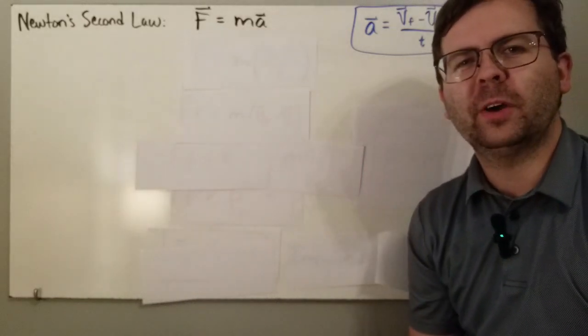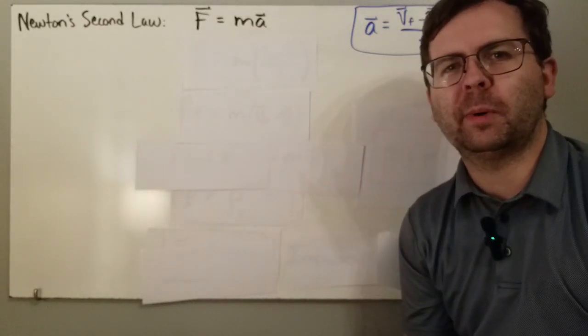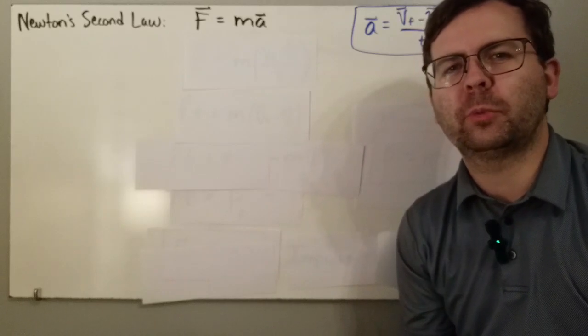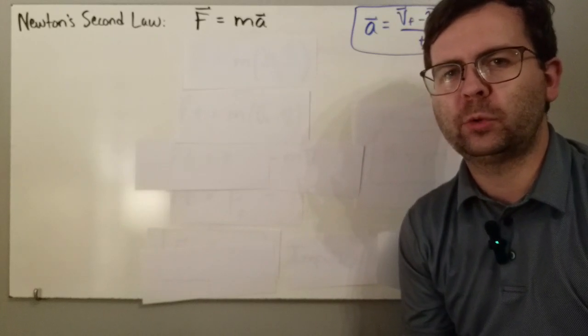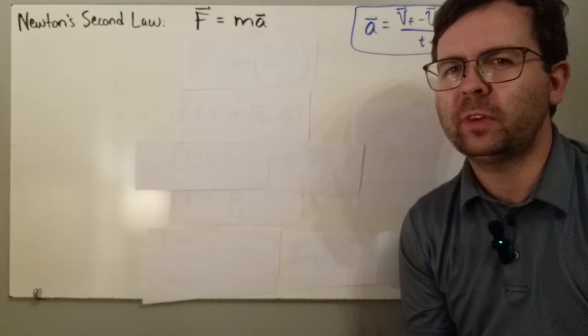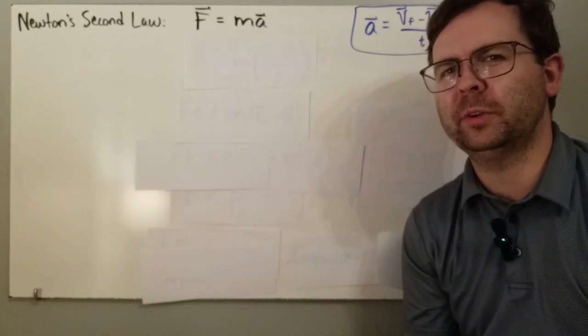Hi, this video is about a tool that was invented by Isaac Newton to try to explain motion a little bit better, and that tool is called momentum. So let's see how he invented the idea of momentum here.